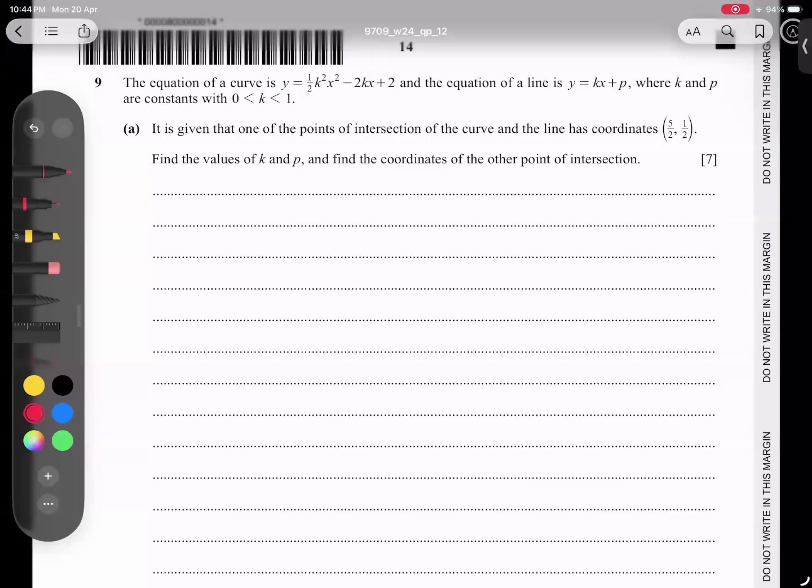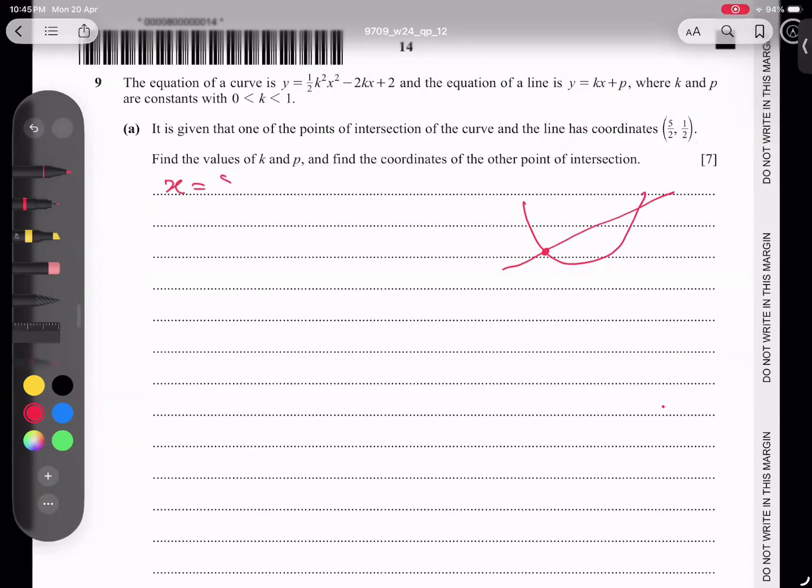Question number 9, students. We have the equation of a curve, this one, and the equation of a line, this one. K is between 0 and 1, and one point of intersection of the curve and line is this. Find k, p, and the coordinates of the other point of intersection. So, students, because they intersect at this point, just for the sake of understanding, this given point lies on the line and on the curve as well.